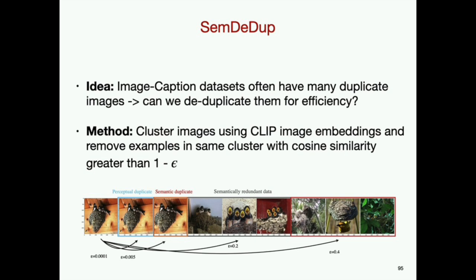Another baseline we have here is called SemDeDup. And the idea here is that because these image caption datasets are sourced from the internet, they often have many duplicate images. So can we deduplicate them for efficiency? And what they do is they cluster images and then discard images that are very, very similar based on their representations.